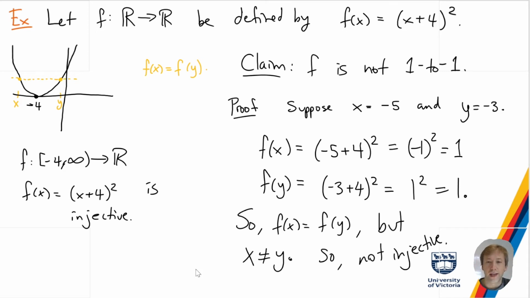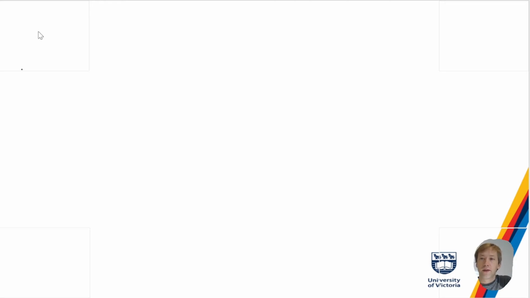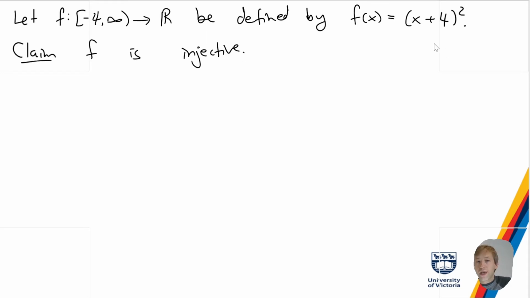Let's actually do this as an example, in case this description wasn't clear. So let f be the function from -4 to infinity to, let's say just the reals, defined by f of x equals x plus 4 squared. So I claim that f is injective. Even though it looks like the same function we had before, and before we said that this wasn't injective, now that I've changed the domain, it will be injective.